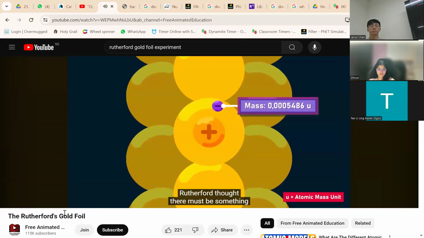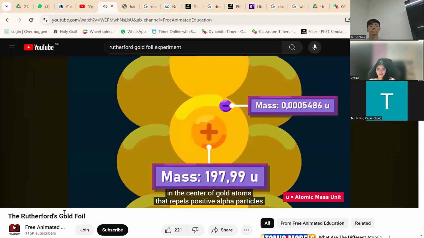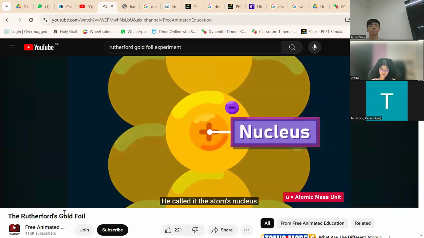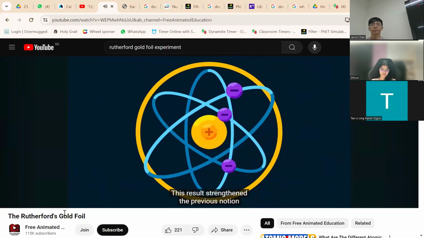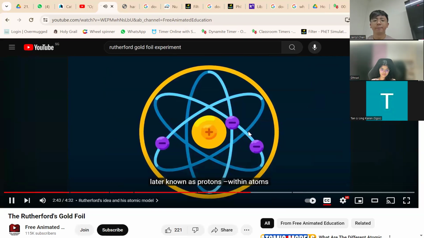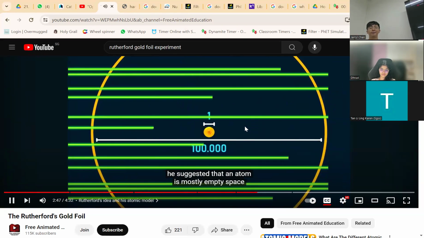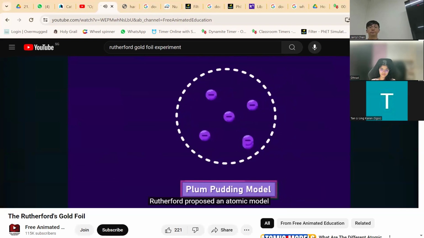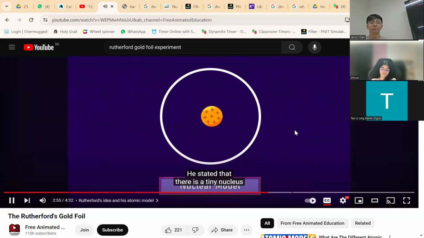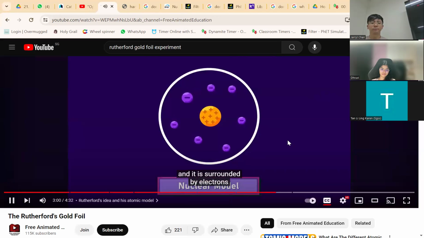Rutherford thought there must be something positive, minuscule, yet heavy in the center of gold atoms that repels positive alpha particles and essentially makes up the atomic mass. He called it the atom's nucleus. The results strengthened the previous notion about the existence of positively charged particles, later known as protons, within atoms. And since the majority of the particles pass through, he suggested that an atom is mostly empty space. Rutherford proposed an atomic model named the nuclear model based on this inquiry. He stated that there is a tiny nucleus with positively charged particles inside, and it is surrounded by electrons.